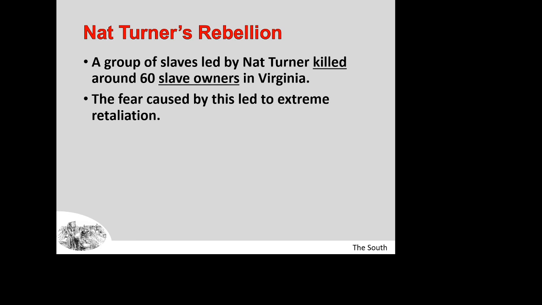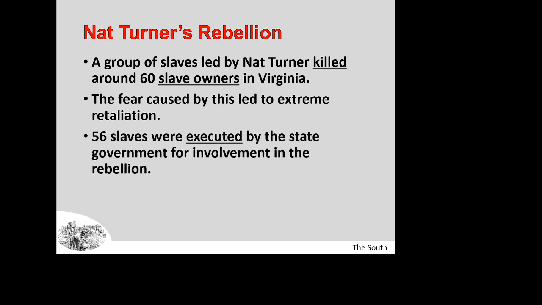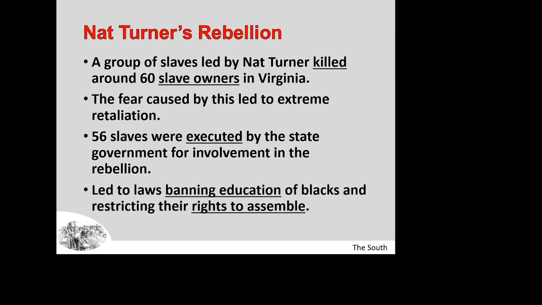So this led to very extreme fear, and that fear led to an extreme retaliation. To make sure that this didn't happen again, any slaves that were even tangentially involved in this rebellion were executed. It also led to really extreme laws saying that if you're a slave, or even a free black man in the South, you're not allowed to be educated. You're not allowed to assemble in a group larger than about 3 people. You're not allowed to go to church. You're not allowed to have meetings. This rebellion led to those laws.